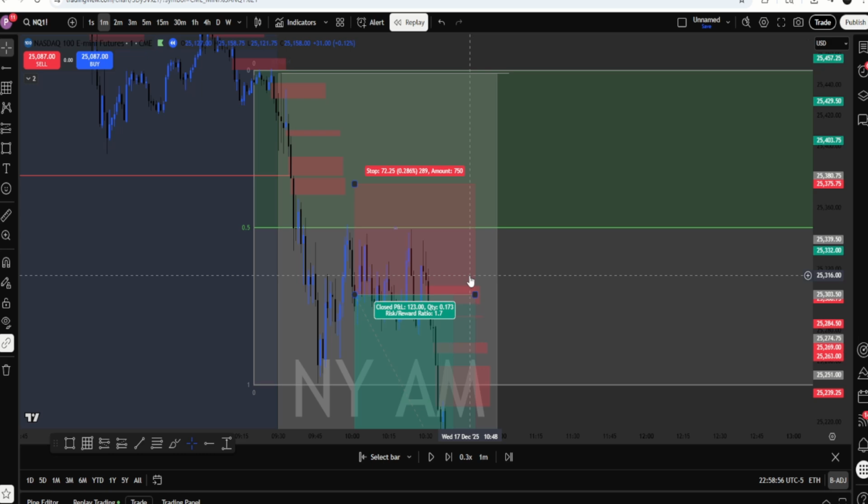I can't control it. But what can I control? Finding good quality setups and finding setups that are going to bring me the highest probability. Which is why risk management is key. That's why risk management is key.